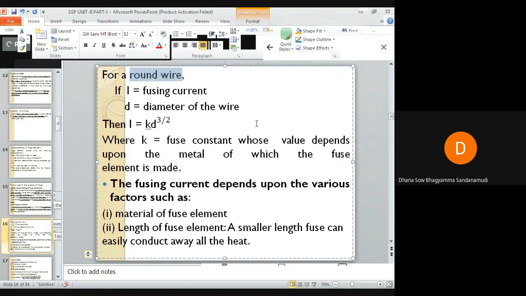In general, the cross section of the fusing material will be round, so wires will have a round cross section. If I consider a round wire, where I is the fusing current and d is the diameter of the wire, then I = k d^(3/2). So I can calculate the fusing current depending on the diameter of the wire along with the fusing constant. This fusing constant value will depend on the metal of which the fuse is made.